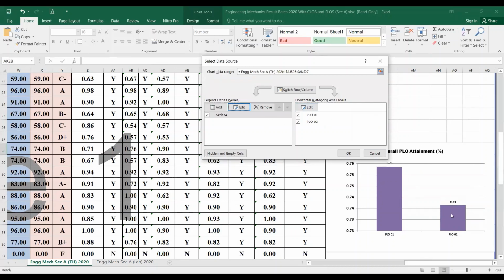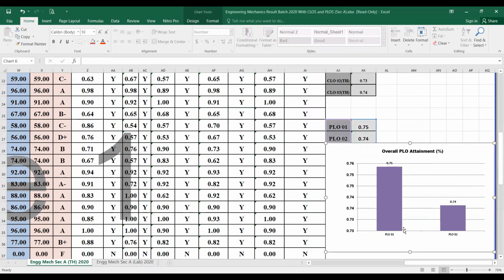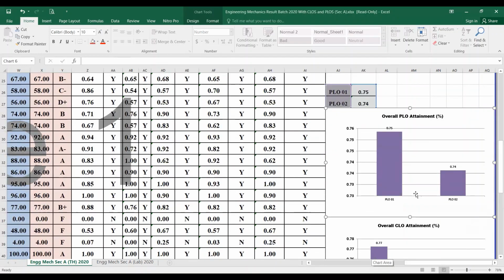You have to make this bar graph like this. If anyone wants to see, you can see the criteria. Look, PLO1 is 0.75 and PLO2 is 0.74. It is taking many times over here, so I think it is not correct. We have to change its scale.